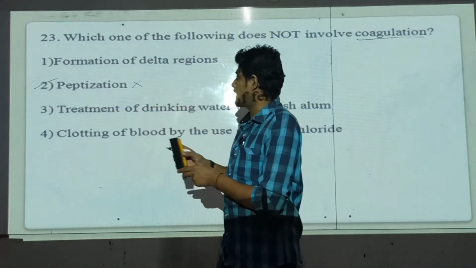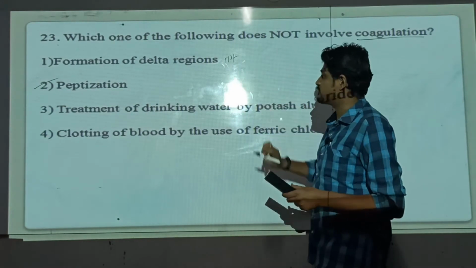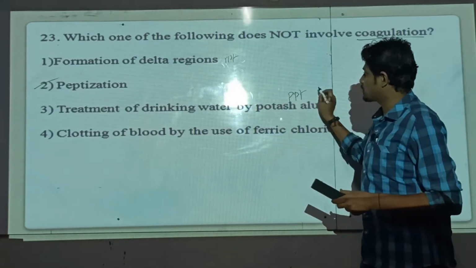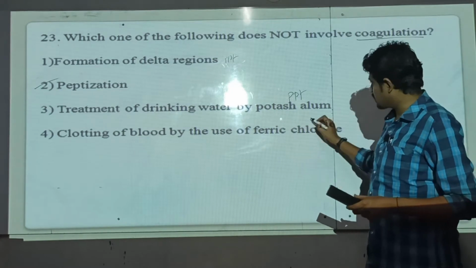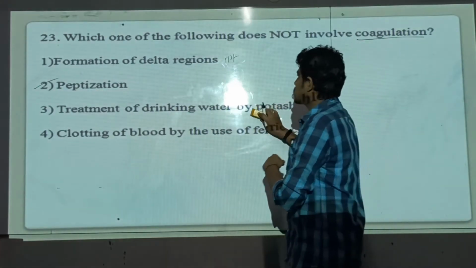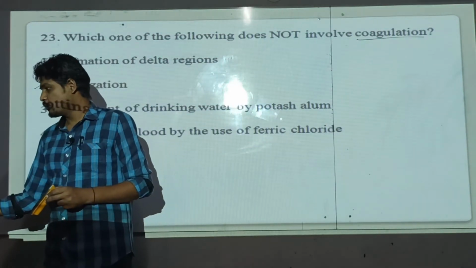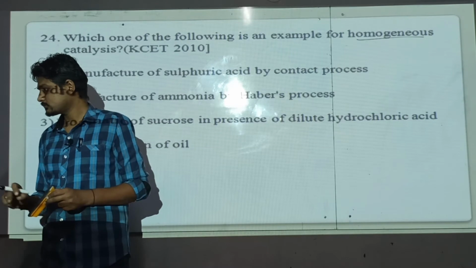So peptization is the answer, because here also precipitation will be formed, PPT formed. In the third option, here also PPT is formed. Clotting of blood means again here also precipitate is formed. So only in peptization is the precipitate not formed. So peptization is the answer. Moving on to the next question.